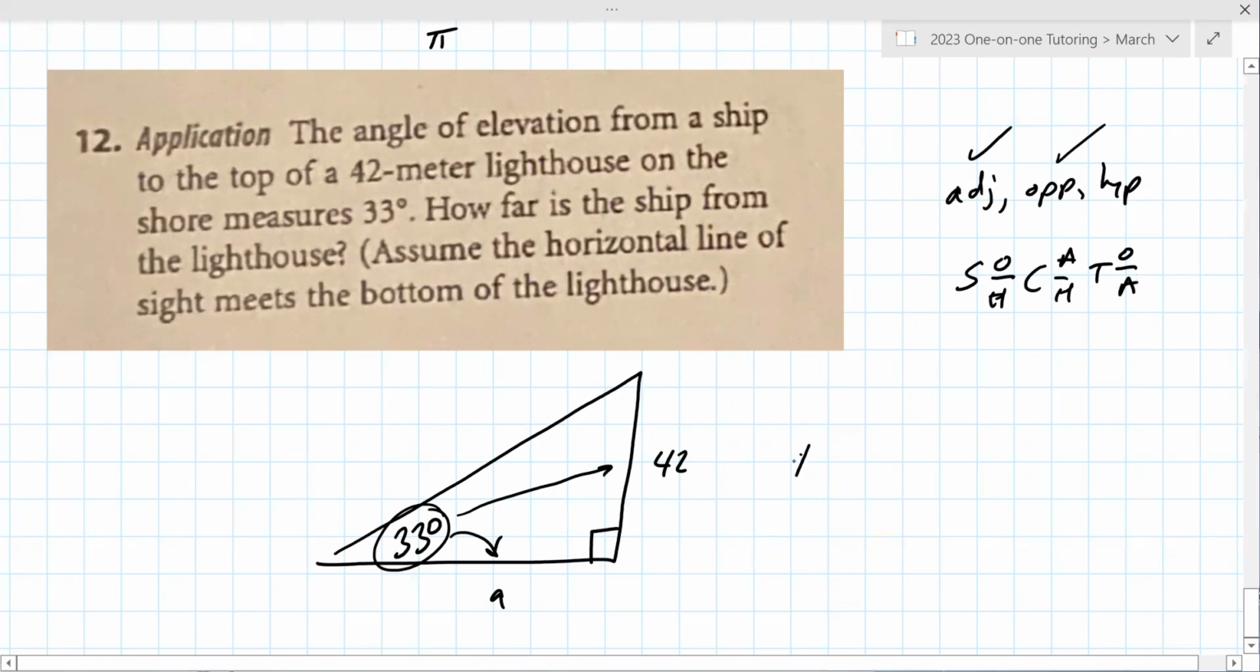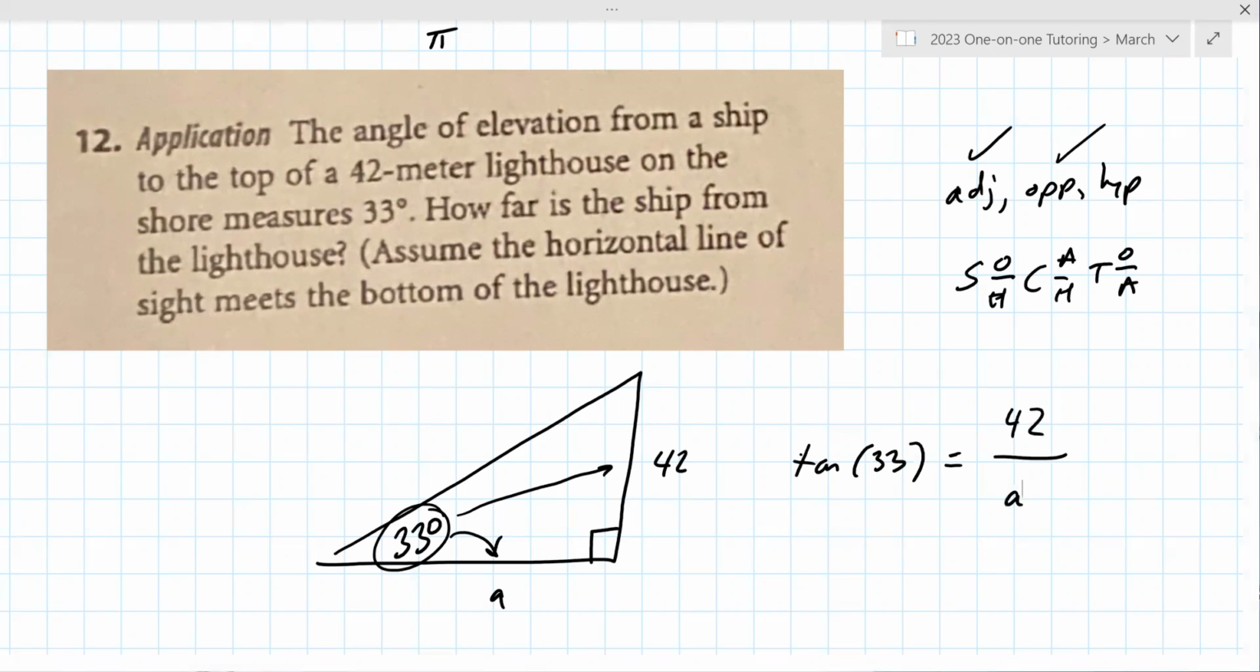Okay, so it's opposite over adjacent. Tangent of 33, and then what goes in the numerator, what goes in the denominator? 42 over a. Okay, and so then, I'd like you to try solving this from here. All right, we'll do it all the way to the end, correct? Yeah, and now your calculator, make sure your mode is in degrees. It actually matters.